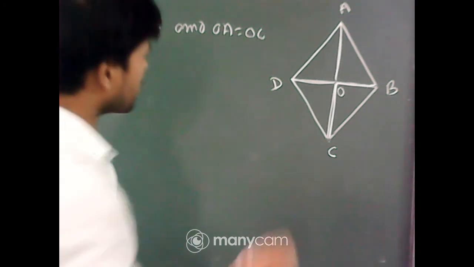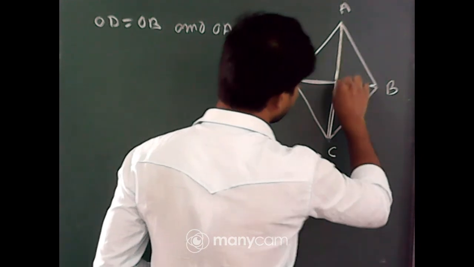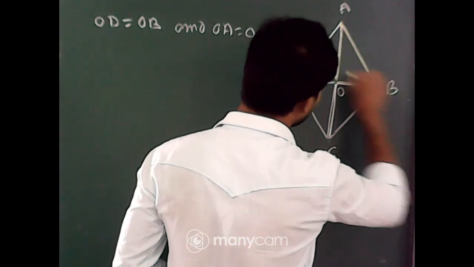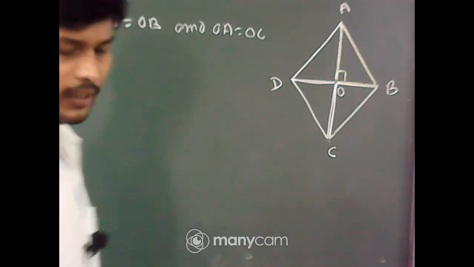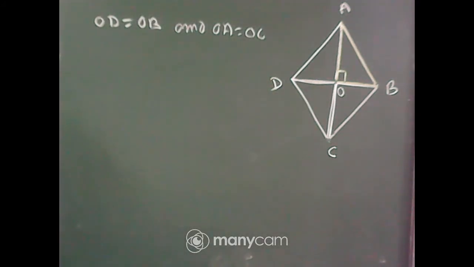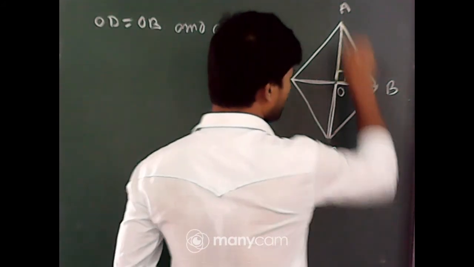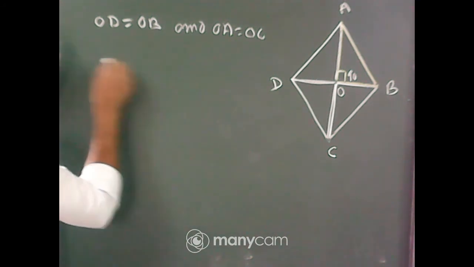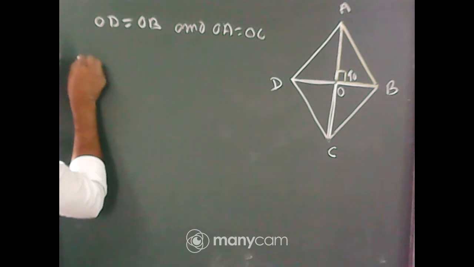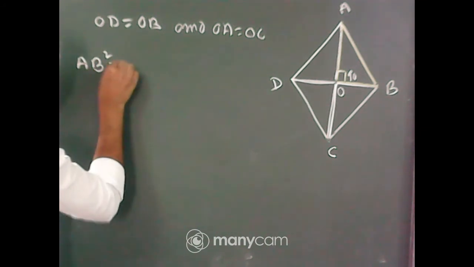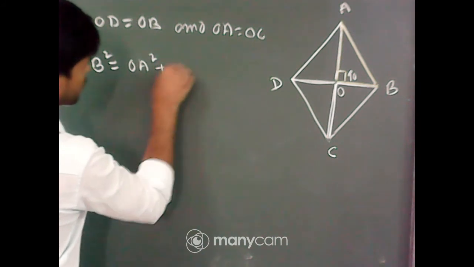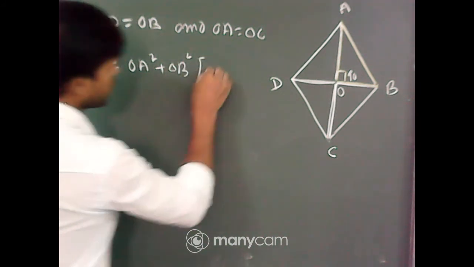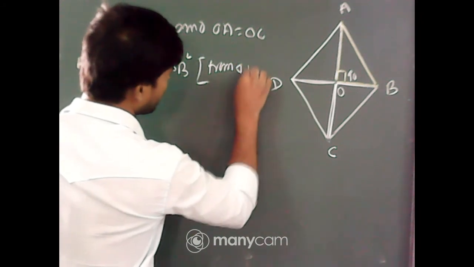Okay. Now we'll prove the sum of the squares of all sides of a rhombus. Now let us consider one triangle OAB. What type of triangle is it? Obviously it is a right angle triangle. We know that diagonals bisect each other at 90 degrees. So this angle is 90 degrees, meaning the triangle AOB is a right angle triangle. So we'll apply the Pythagoras theorem on that triangle. We have hypotenuse AB square is equal to OA square plus OB square, from triangle AOB.